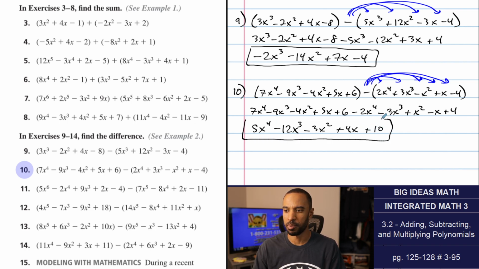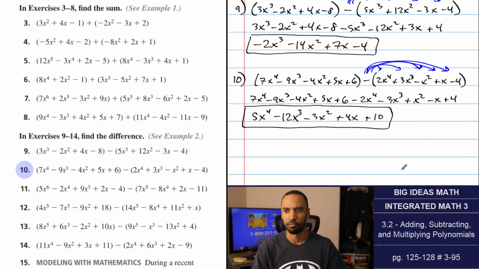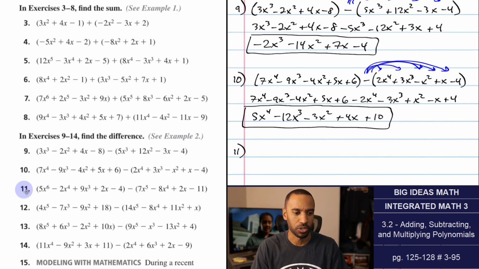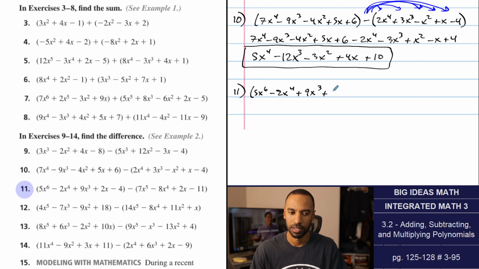Other little things I'll see people do when they're getting so deep into these things: 5x minus x is negative 4x. Somehow something turns negative. That's unfortunate. Don't really want anything like that to happen. Number 11 is the last one I'll do where I'm writing the initial parentheses set. After that, I'm going to just rewrite it as if the problem was just on that side. 5x to the 6th minus 2x to the 4th. They've all been in standard form so far. Let's keep them that way.